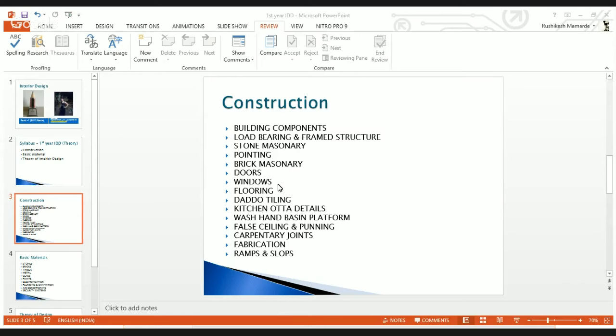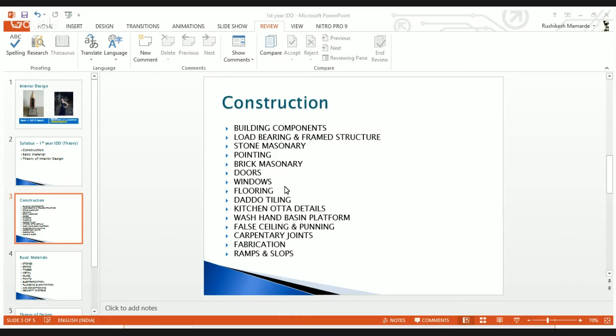Then the doors and windows. As I told you, there are different types of openings: doors, windows, and ventilators. So what are the different types of doors and windows? Those things we will cover under the basic components for the doors. What are the materials out of which doors and windows can be made? We'll discuss all these things later under these topics.